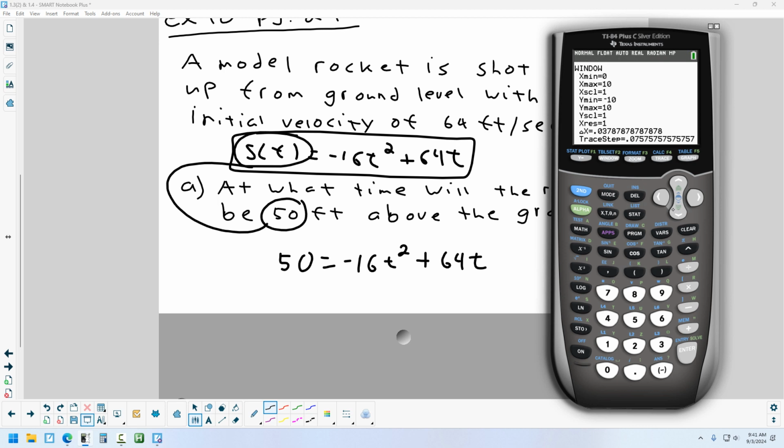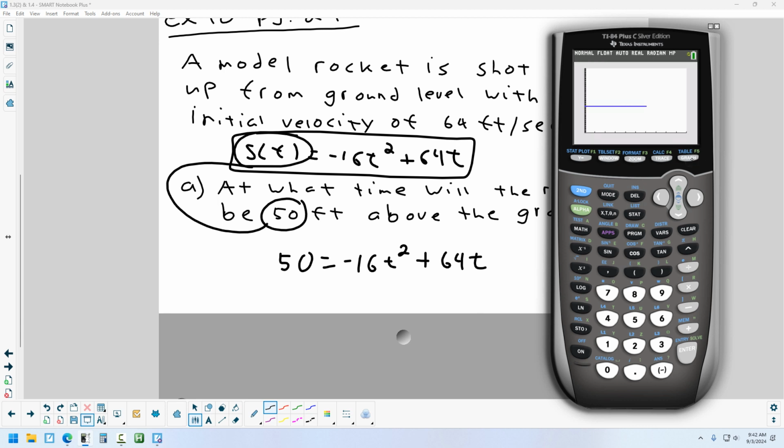Now, y is the height. What's the lowest height that this object could have? Yeah? 0. That's also 0. What's the highest height? Well, I don't know. I'm going to guess. Maybe it doesn't go over 120 feet. If it goes off the screen, then I got to go higher. Now we're ready to hit graph.